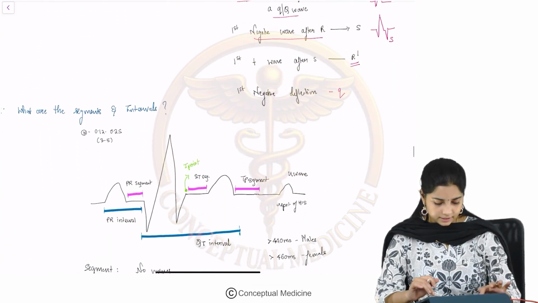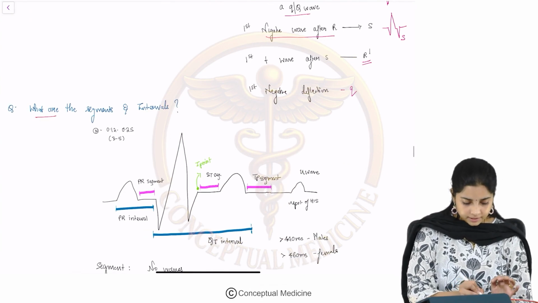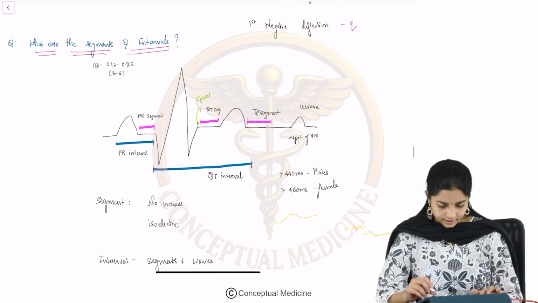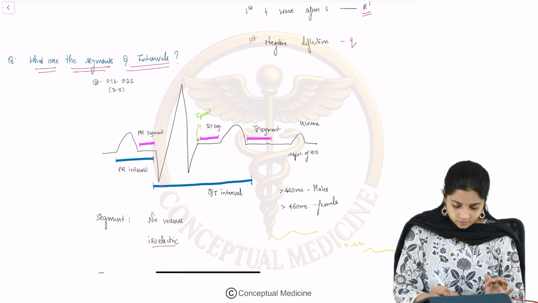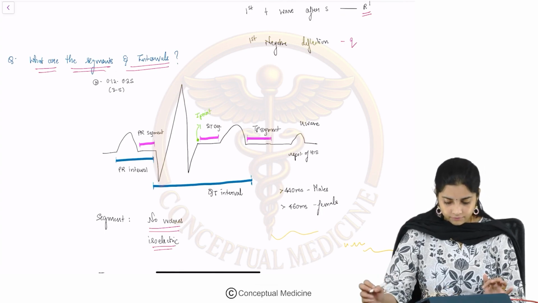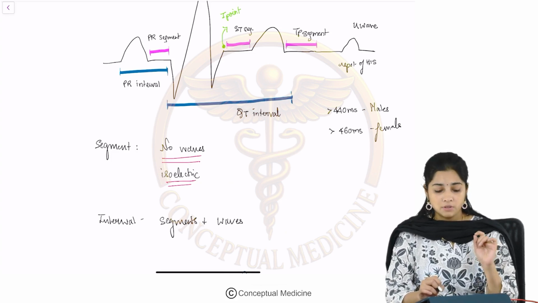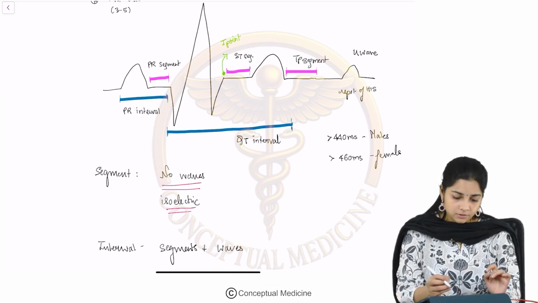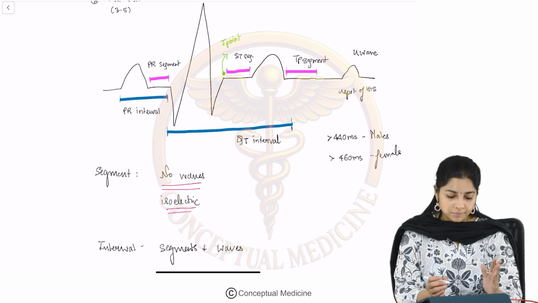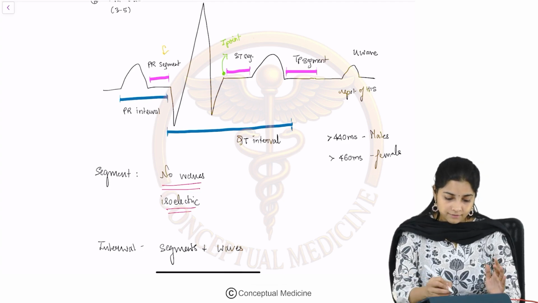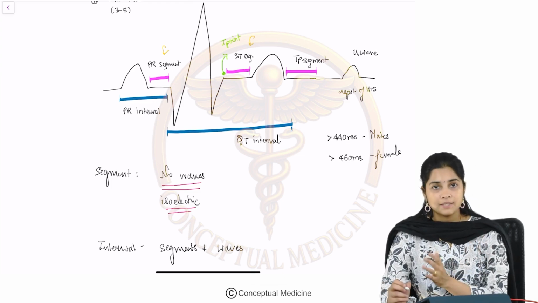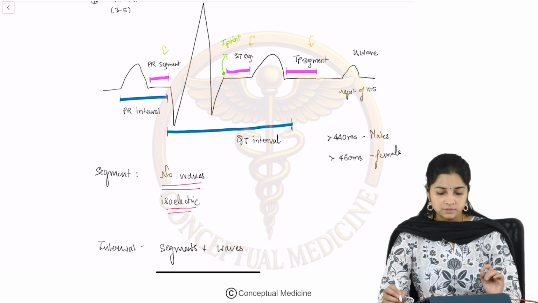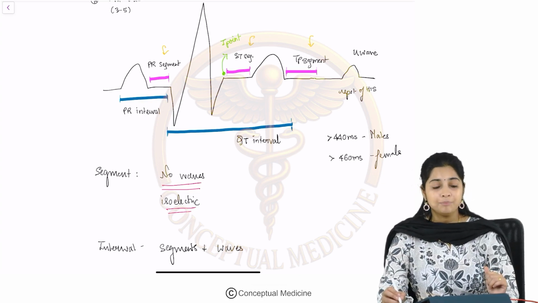Now, let us understand the next question. What are segments and what are intervals? What is a segment? On the ECG, isoelectric lines which do not include any waves are called segments. Here you have a PR segment between the P wave and the QRS complex, an ST segment between the QRS complex and the T wave, and a TP segment between the T and the next P wave.